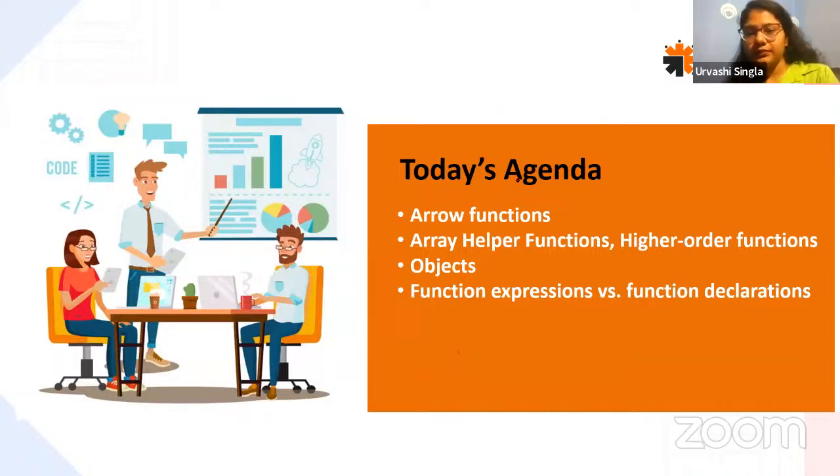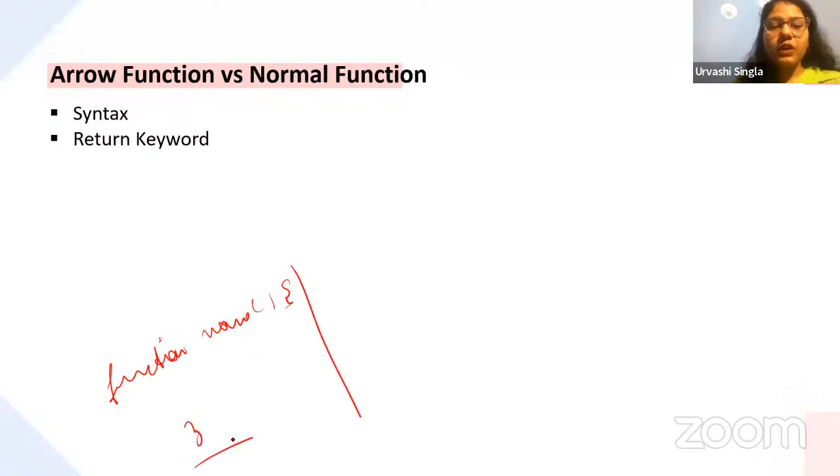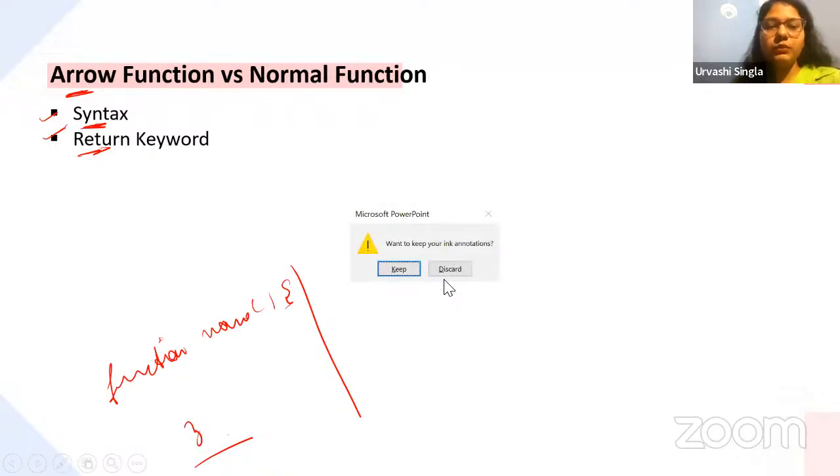First of all, team, if you remember, yesterday we saw how to create a function. This is how I created a function: function keyword, function name, round brace and curly brace. Now there is one more way we can create a function, using an arrow function. Majorly, arrow function was introduced for two reasons: simpler syntax and the return keyword. We are going to see both of them one by one.